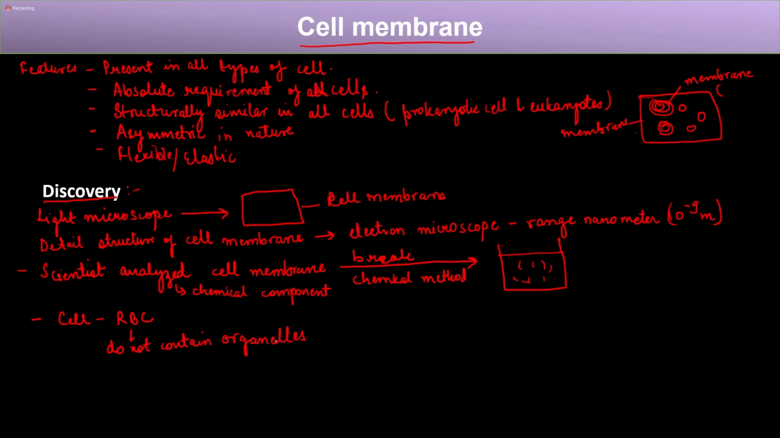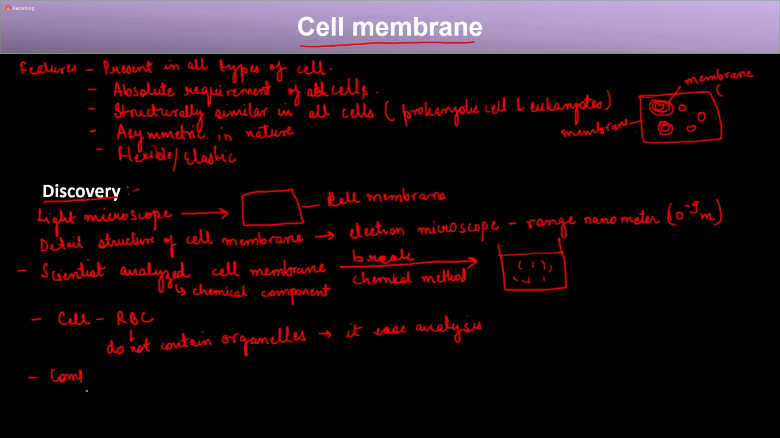So why did the scientists use the RBC? Because it eased the analysis, as it does not contain any organelles. So the scientists took RBCs, broke them using the chemical method, and analyzed the components of the plasma membrane. And here is what they found.